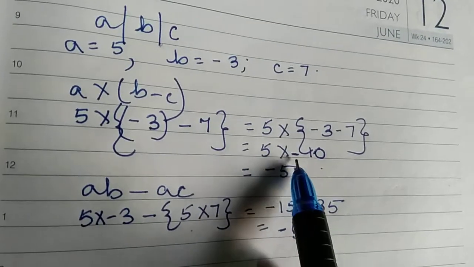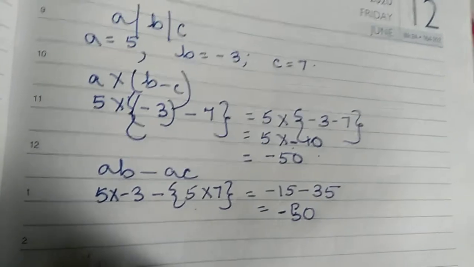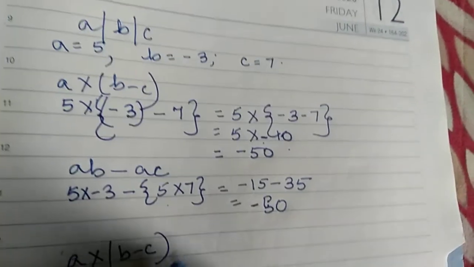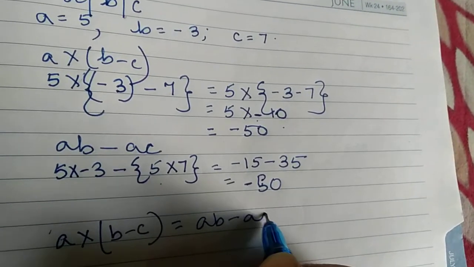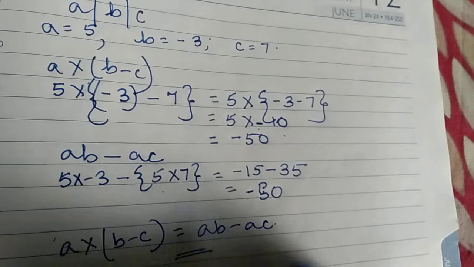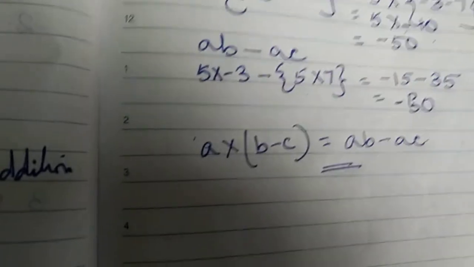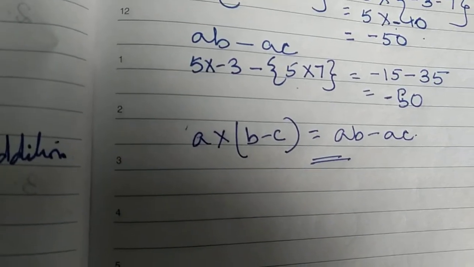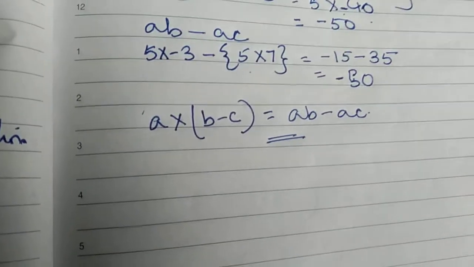That means this and this are the same. So we can write that A into B minus C is equal to AB minus AC. So the distributive law of multiplication over subtraction. Have you understood? So now we will move on to the exercise.